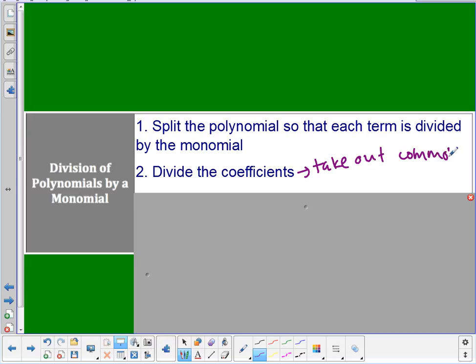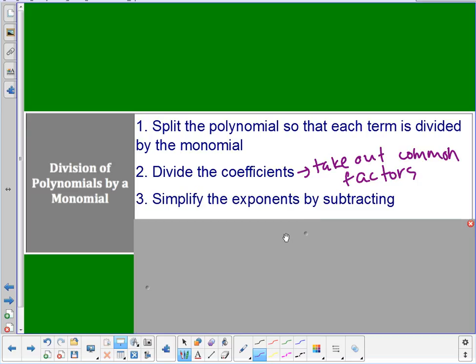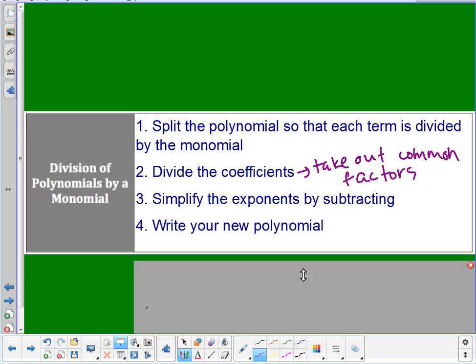And then we're going to subtract the exponents. Take out any common factors. And then with the exponents, we subtract them. Simplify the exponents by subtracting. See where the extras are. Sometimes the extras are on the top, but sometimes they're also on the bottom. So you just have to see where the leftovers are. And then you rewrite your new polynomial separated out as separate terms.